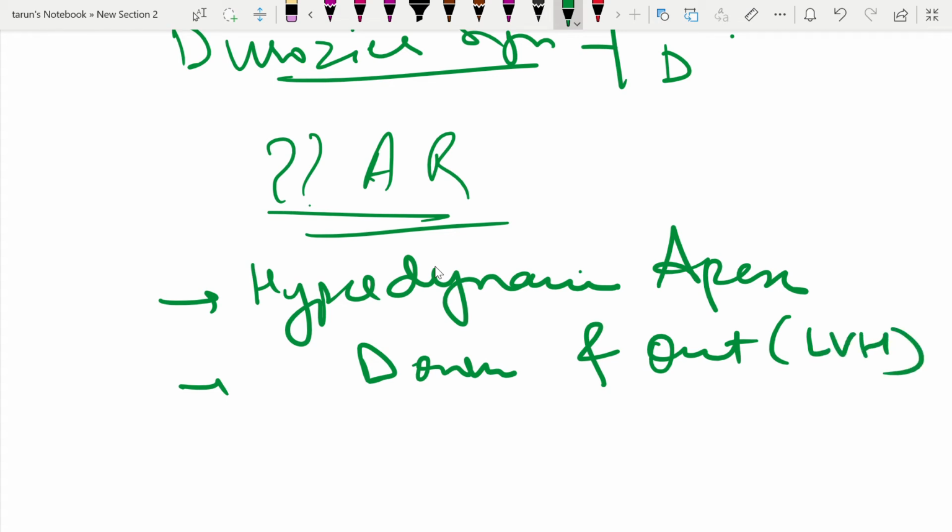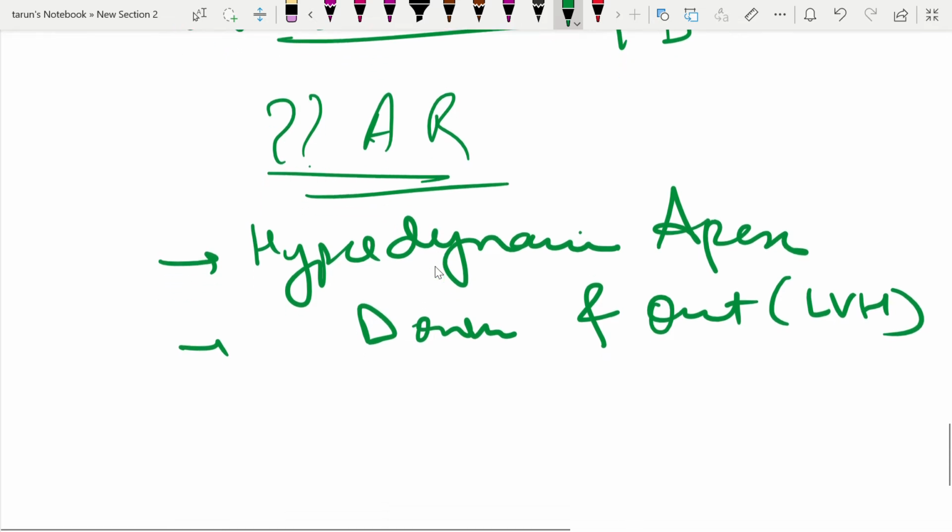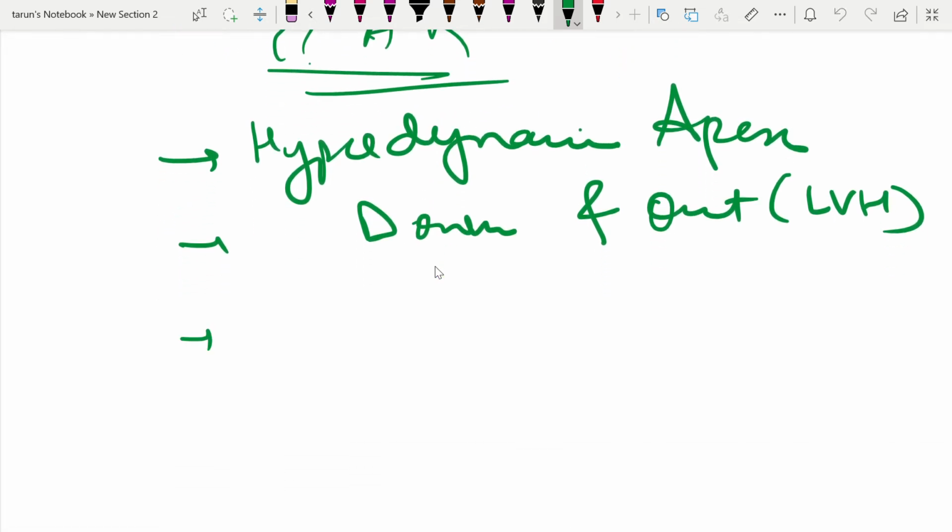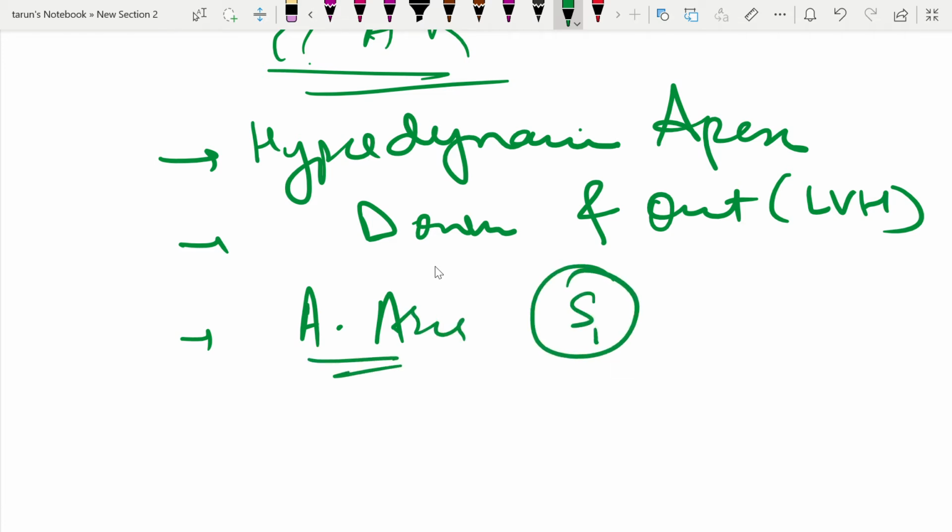Then on palpation of the aortic area, there will be no thrill, no palpable heart sounds or pulsation, though very rarely one may get a diastolic thrill in the aortic area or in the lower left sternal border. Then auscultation of the aortic area: S1 is audible, but S2, the aortic component, will be muffled. A2 will be muffled.